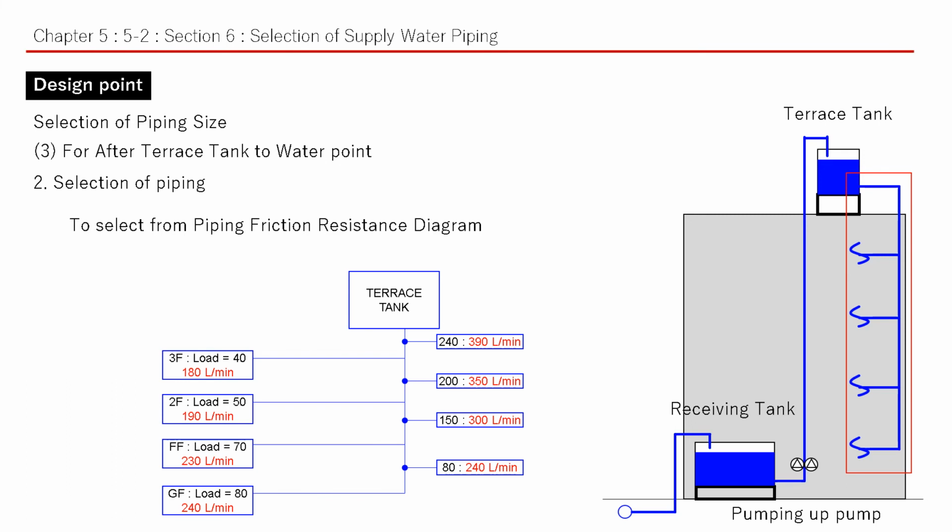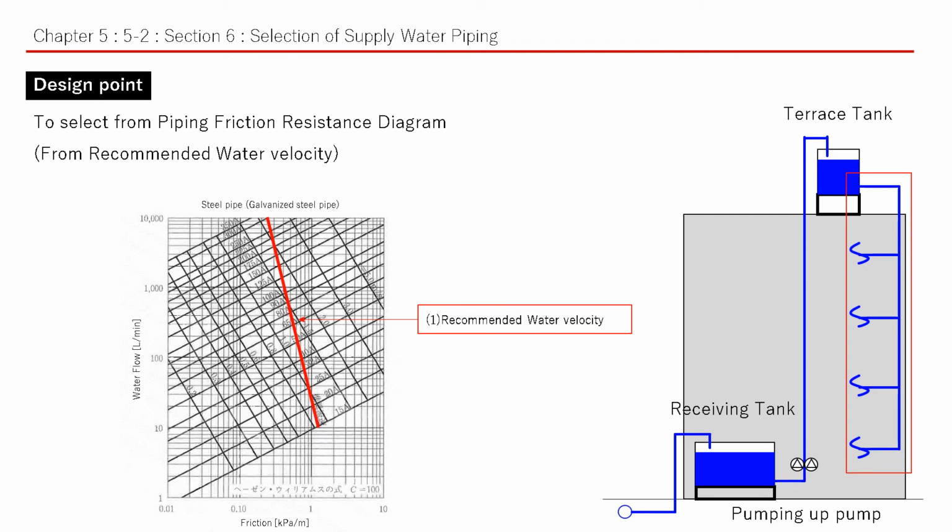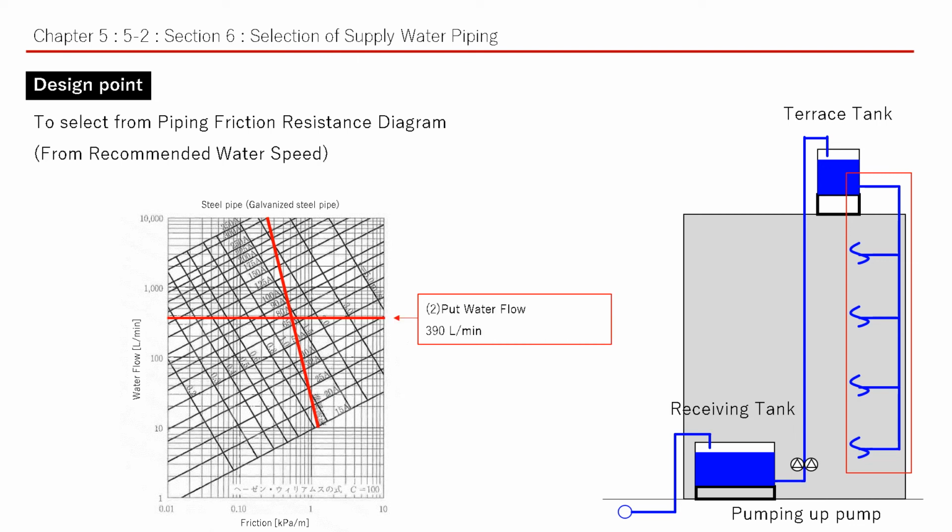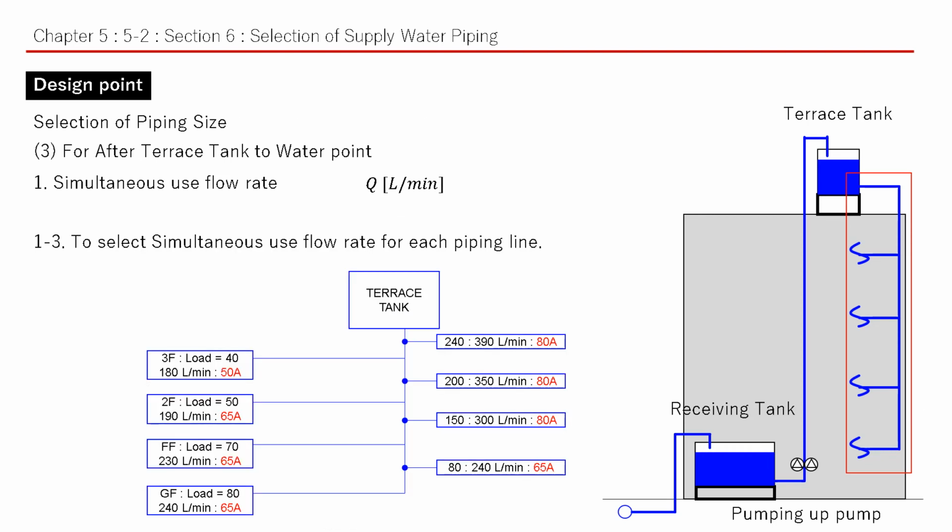Next, we are going to select piping size. We will use piping friction resistance diagram. Do you already know how to select? First, the already mentioned line for recommended water velocity. We highlight this line. Second, put line about water flow. Third, check the size of pipe above the cross line. Then we complete selection of piping size. Okay, then we can complete piping selection for each pipe. Good, thank you.